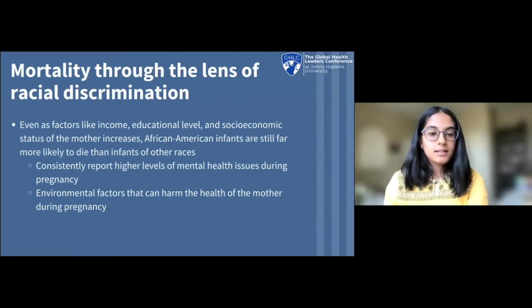So even as factors like income, education level, and socioeconomic status of the mother increase, African American infants are still far more likely to die than infants of other races. Now, why is that? There's a couple of reasons for this.